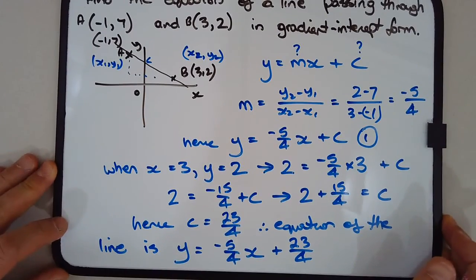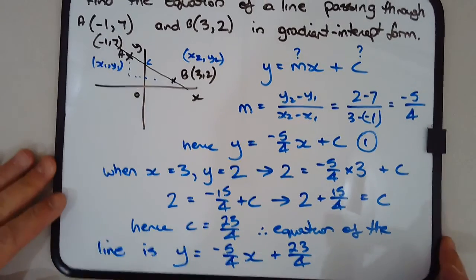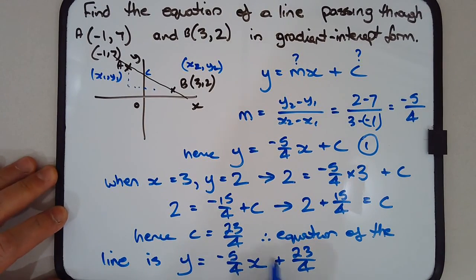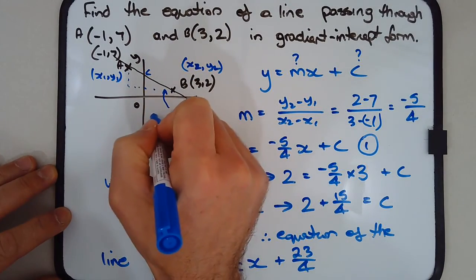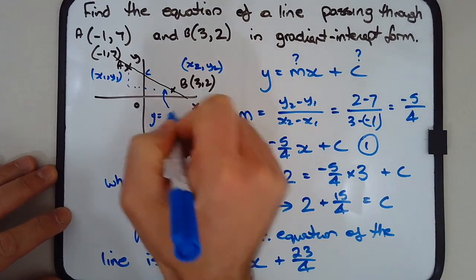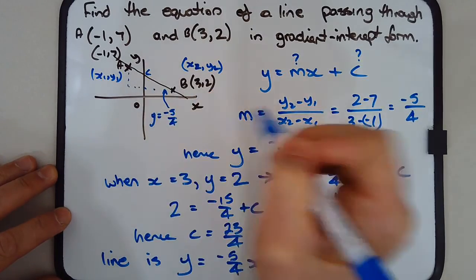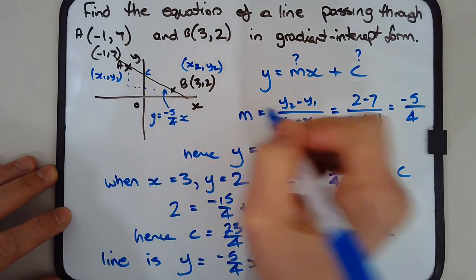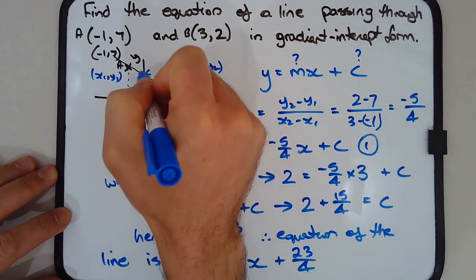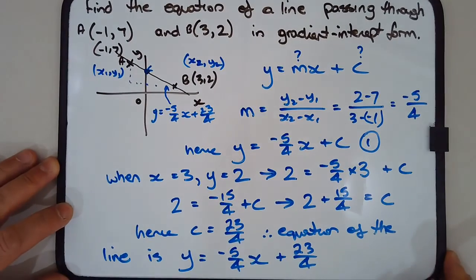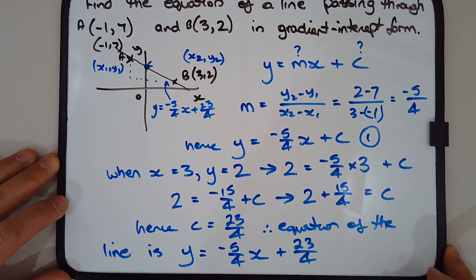Now what I like to do, if you're asked to graph this as well, is make sure you write this equation somewhere near the line. For completeness, I would write the equation here, y equals negative 5 over 4 x, if I can fit it. This is only if you're asked to graph it, plus 23 over 4, and this will be our 23 over 4 here. So that'll be our y-intercept.